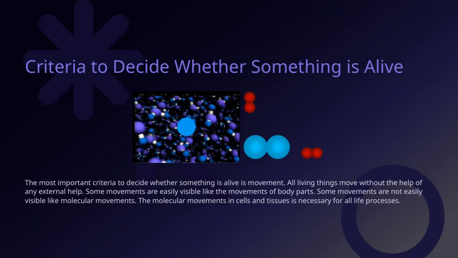Let's talk about one of the most important criteria for determining if something is alive, and that is movement. All living things move, and what's fascinating is that they do so without needing any help from outside sources. Some movements are really obvious, like when an animal swings its limbs or a person walks. But other movements are much more subtle, like the molecular movements happening inside cells. These tiny, invisible movements are actually essential for all the processes that keep living things alive. So, whether it's a large, visible motion or a microscopic shuffle, movement is a key sign that something is alive.